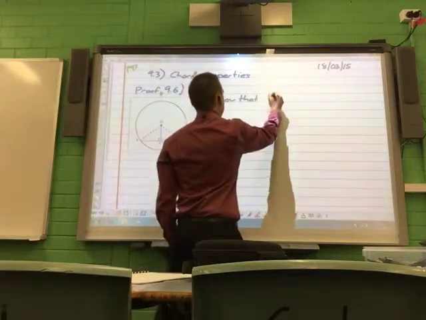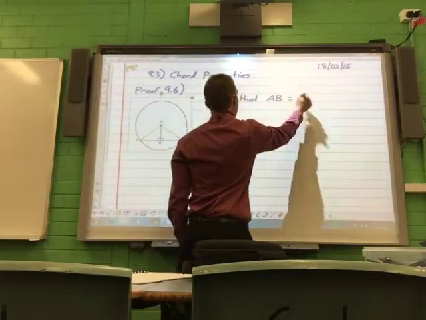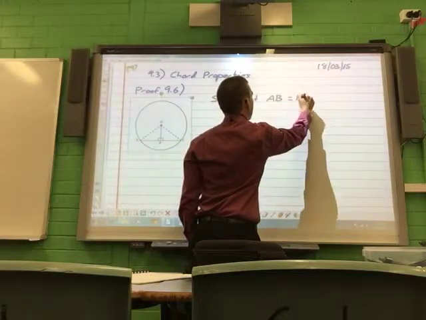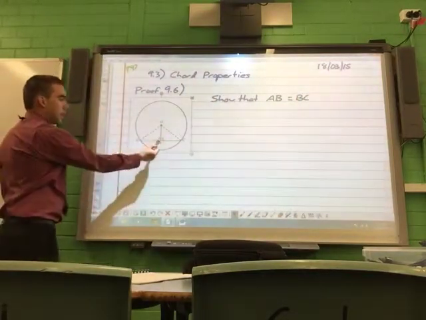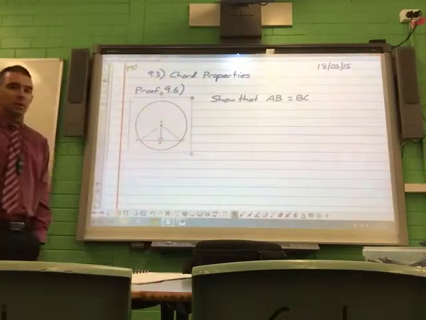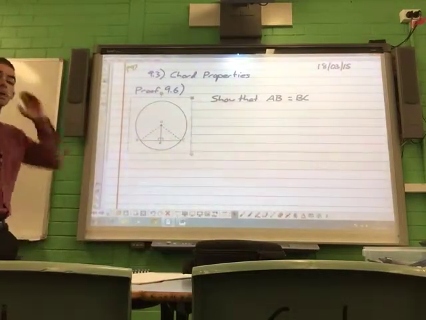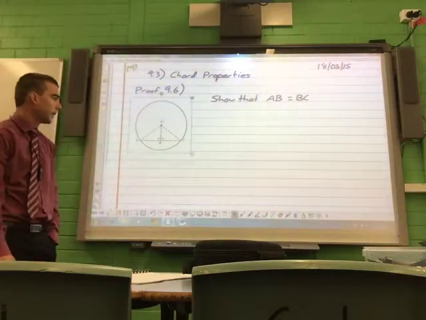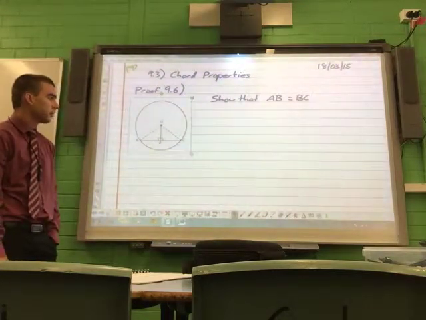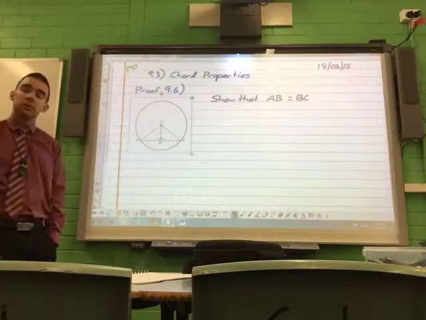So, we need to show that AB is the same length as BC. Those two intervals are equal. So AB and BC are equal length. Okay, so most of our proofs will involve congruent triangles, similar triangles, etc. And this is no exception. This will be a congruent triangles proof.